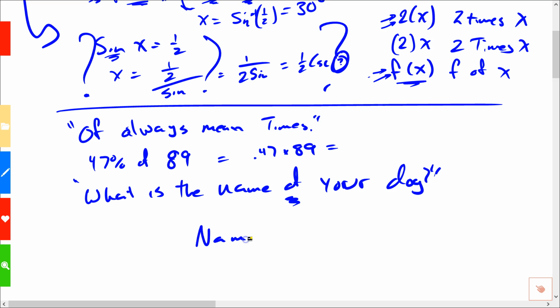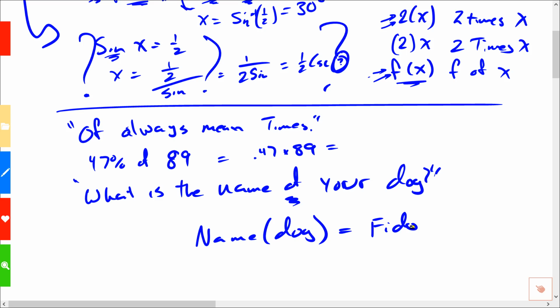Name of dog. Dog is the input. You plug the dog in, and there's a function that spits out the dog's name. There could have been another function that spits out the dog's breed, or the dog's color, or anything. This is name, and so you plug the dog in, and what do you get out? You get something like Fido out, whatever.